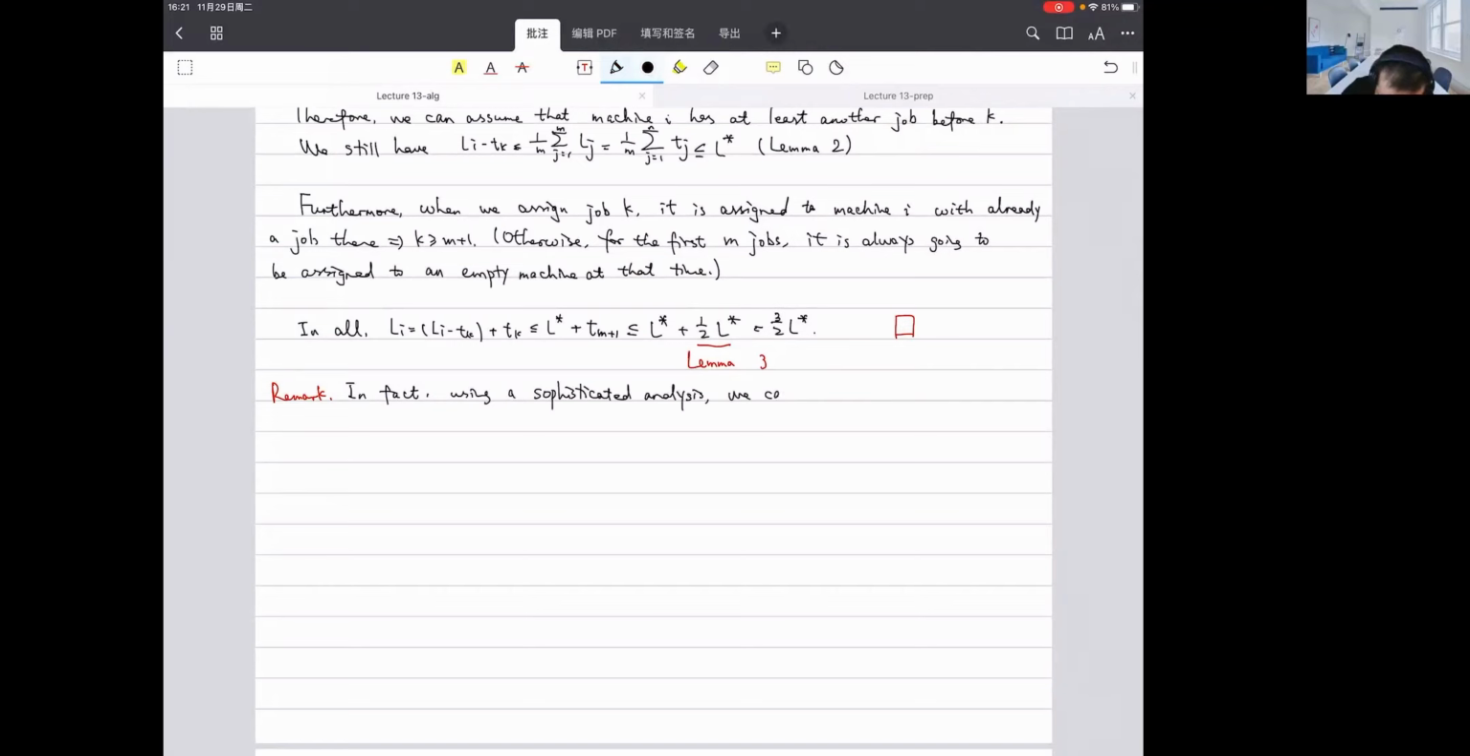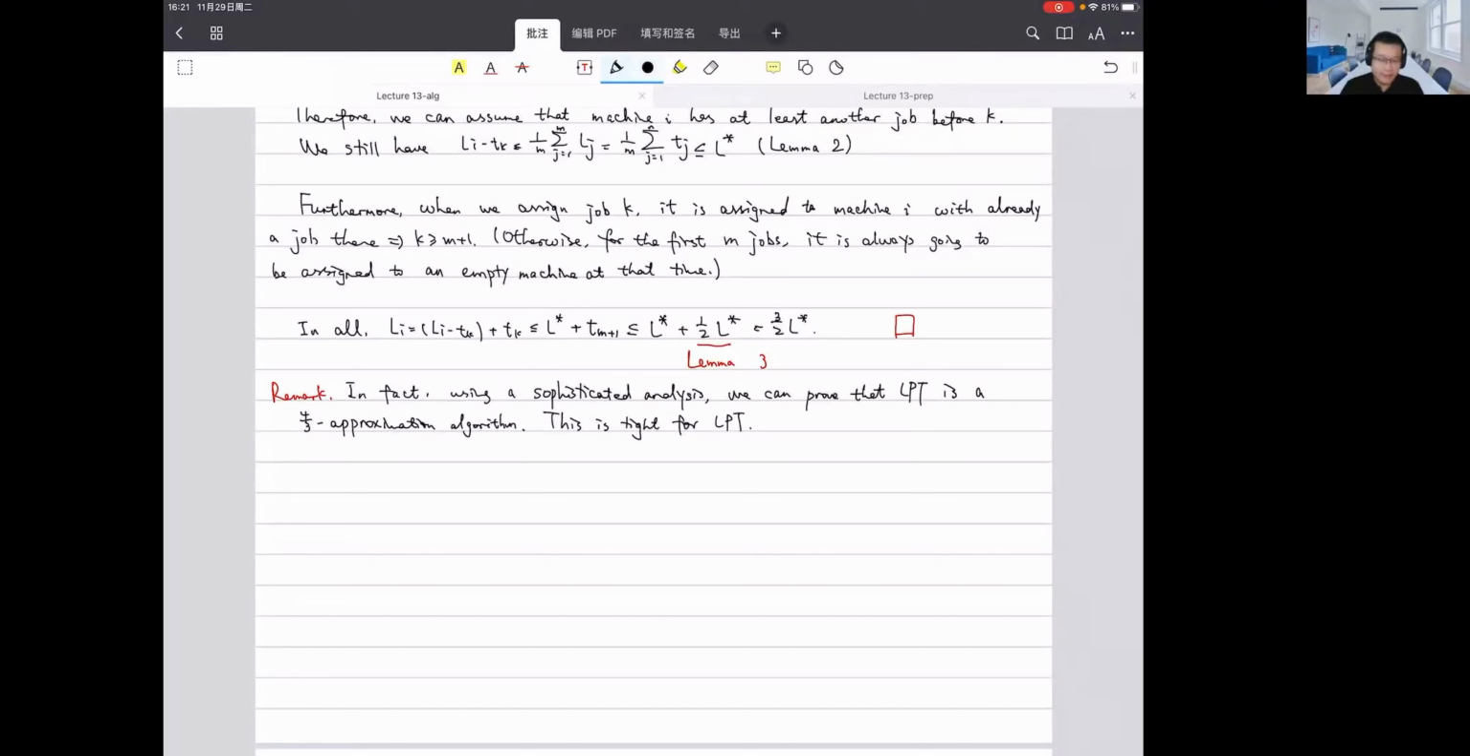In particular, we can improve that LPT is actually a 4/3 approximation algorithm, and this is a tight analysis for LPT. This is a little bit more sophisticated, bringing in more structure of the greedy algorithm, and this is the part that we are not going to introduce.